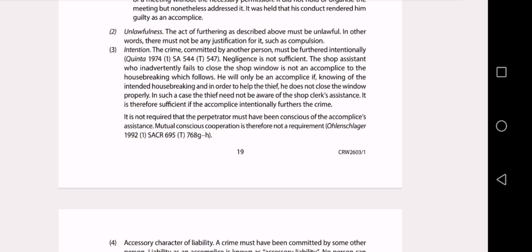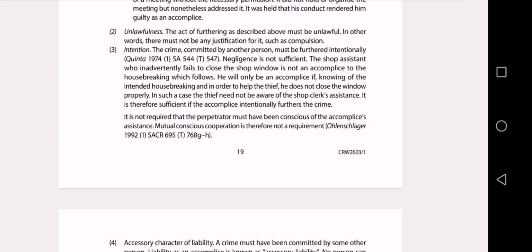Quanta 1974, negligence is not sufficient. The shop assistant who inadvertently fails to close the shop window is not an accomplice to the housebreaking which follows. He will be an accomplice if, knowing of the intended housebreaking and in order to help the thief, he does not close the window properly.